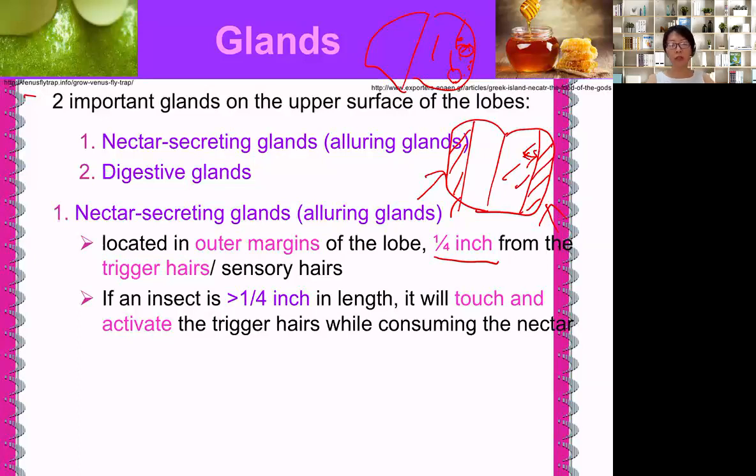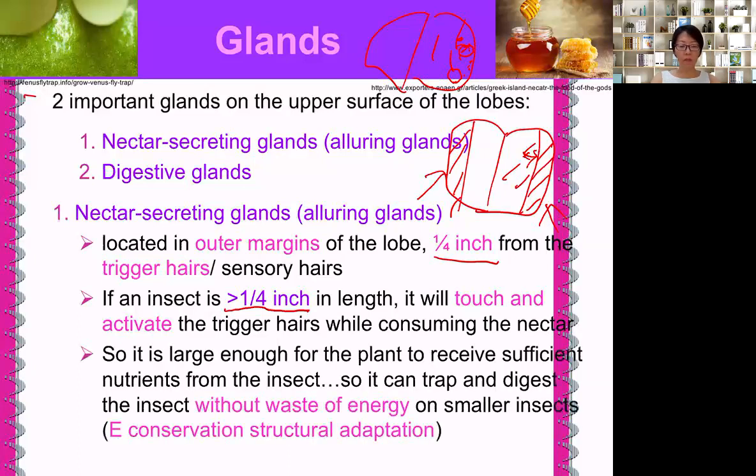So the size of the insect must be more than 1/4 inch. When it feeds on the nectar in those areas near the margin of the two lobes, it will by chance touch the sensory hair. Therefore this is for conservation of energy. So only those insects that are large enough, more than 1/4 inch, will give the plant sufficient nutrients once it traps the insect.